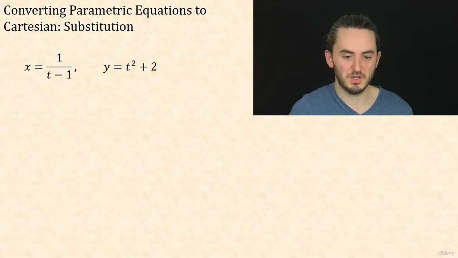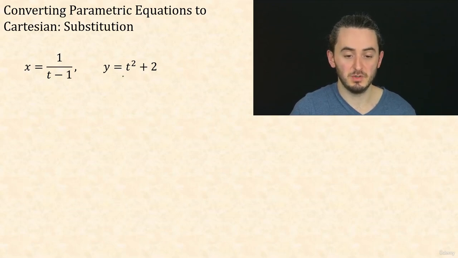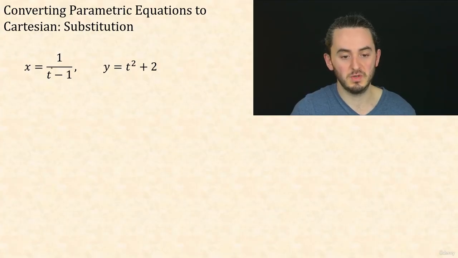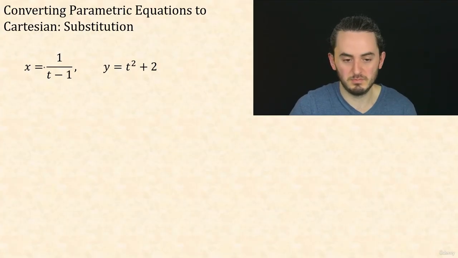Okay, so here's a harder example. I've got x equals 1 over t minus 1 and y equals t squared plus 2. Now, once again, we want to get t on its own and substitute. And we could do that from either one. We could rearrange this one to get t on its own, or we could rearrange this one to get t on its own. It doesn't really matter. I'll do this one and get t on its own from here.